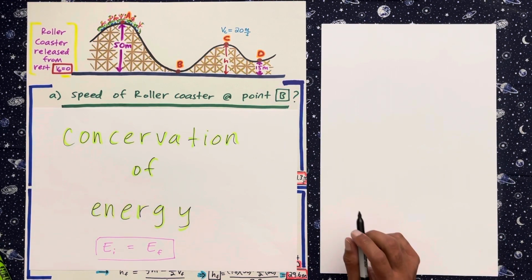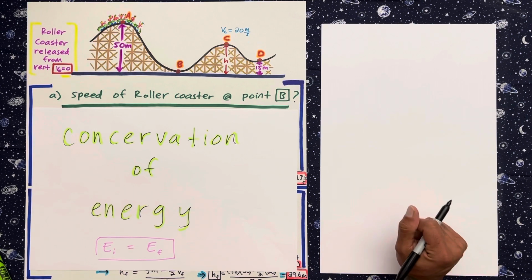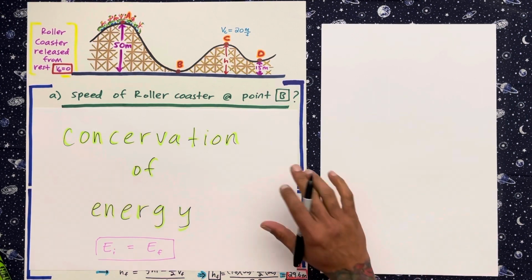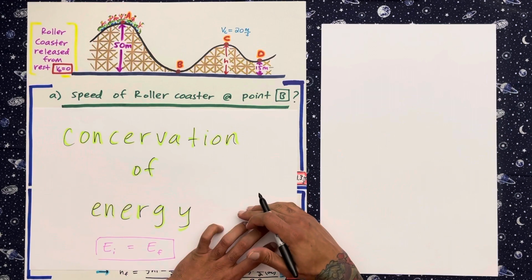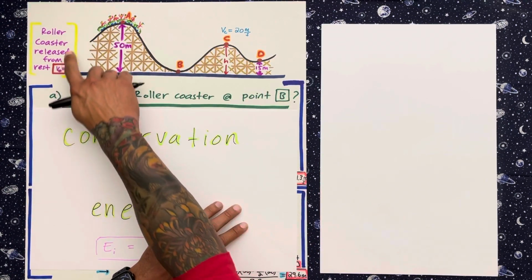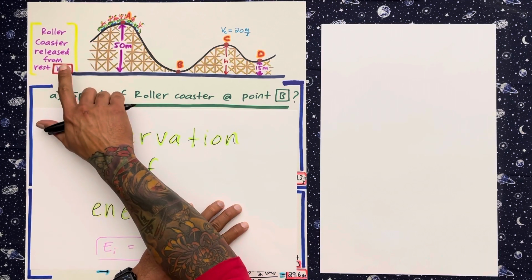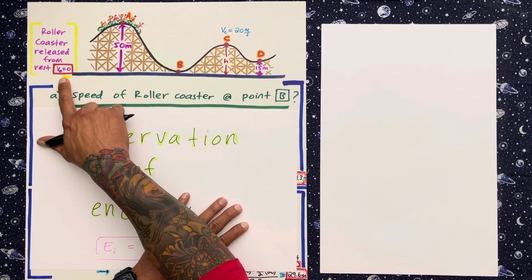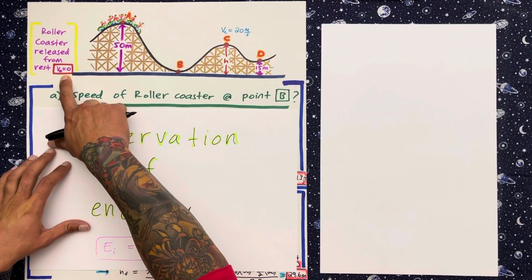So let's take a look at one of my favorite problems. This is a very common problem in Physics 1. Great example of conservation of energy. So here we have a roller coaster. All right, and the beginning of the roller coaster is released from rest. So initial velocity is equal to 0.